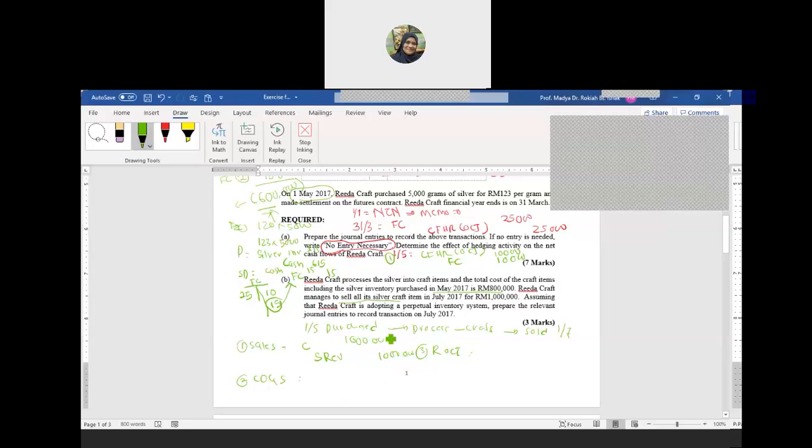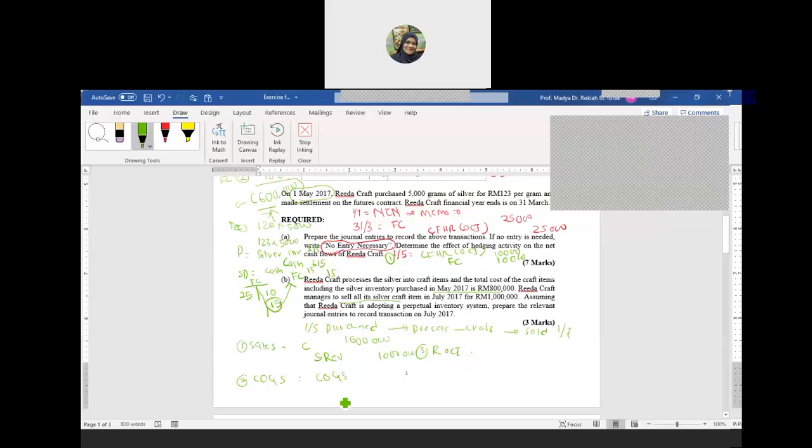Any of you for the COGS? Debit. COGS. Okay, debit your COGS. Debit your COGS, and then credit silver inventory.